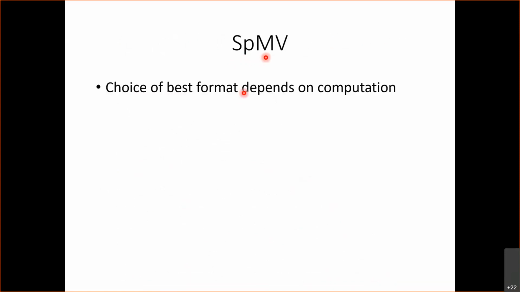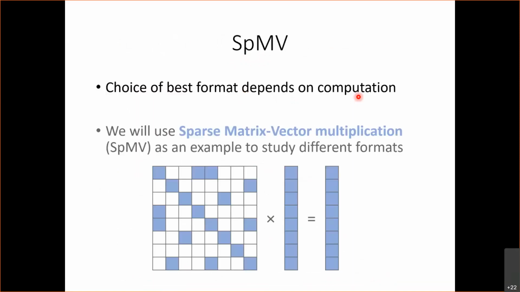So the choice of the best format depends on the computation. We will use sparse matrix vector multiplication, or SPMV, as an example to study the different formats. In this lecture and the next lecture, we'll be looking at sparse matrix vector multiplication, where you take a sparse matrix and a dense vector and you produce a dense vector. This is what we will be looking at now and next time.